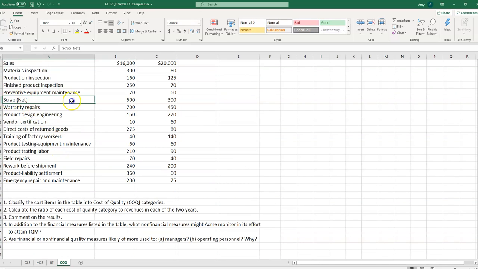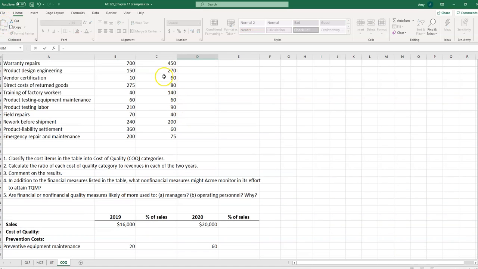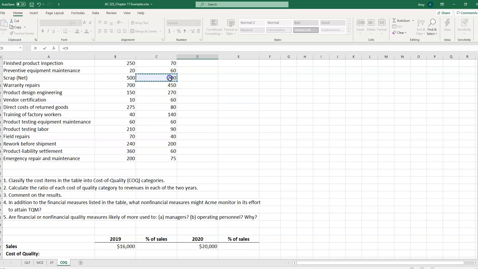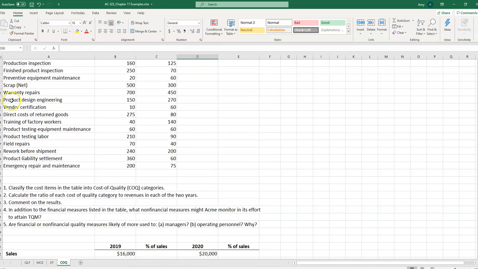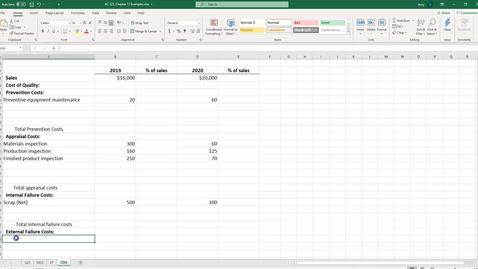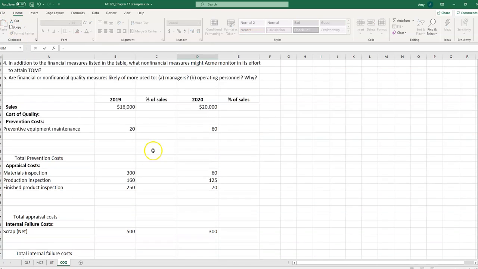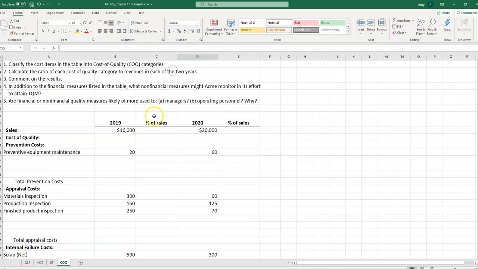Scrap is an internal failure cost. We would move scrap down to internal failure. Warranty repairs are external failure costs. So if people are coming back and using the warranty, that means the customer already has it, and so that is an external failure because the customer has it.